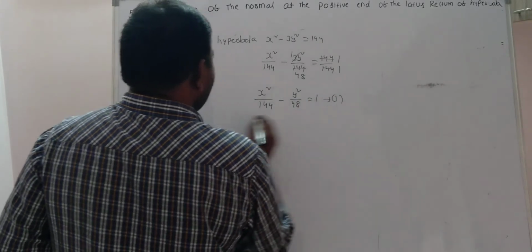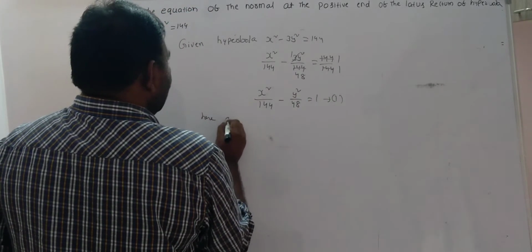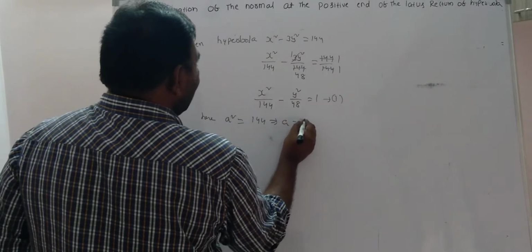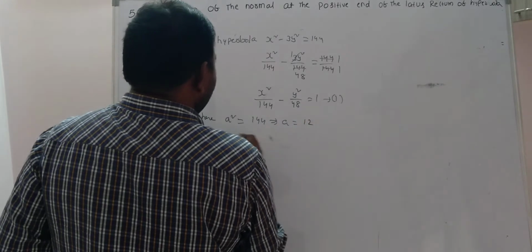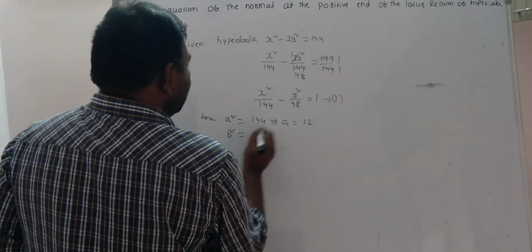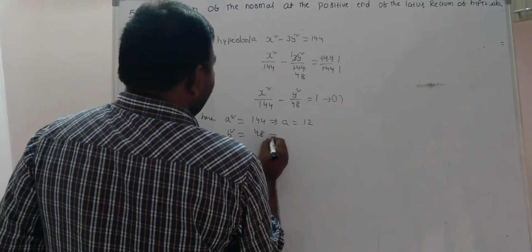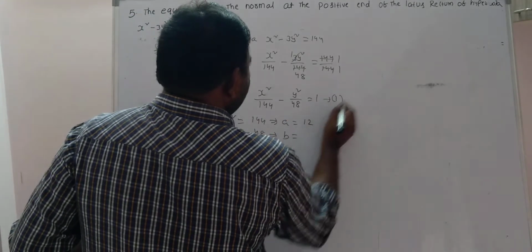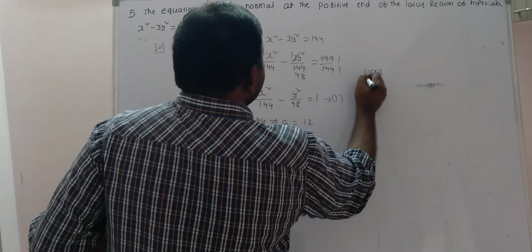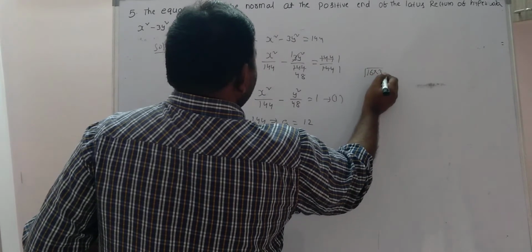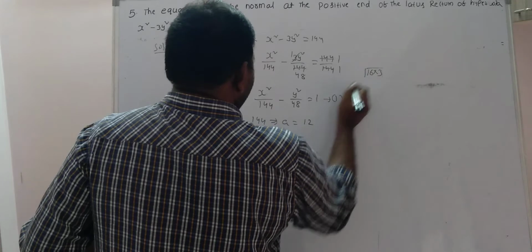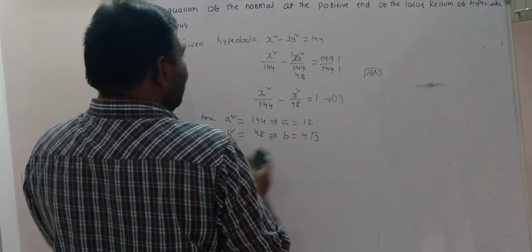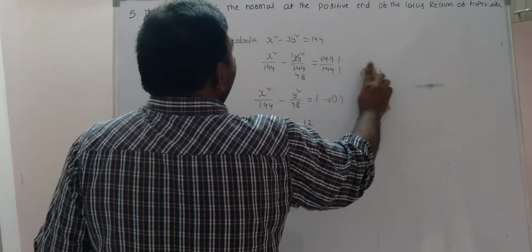Take this as 1. Here a square is equal to 144, that implies a equals square root of 144, which is 12. Similarly, b square is equal to 48, that implies b equals square root of 48. 48 means 16 times 3, so the square root of 48 is the square root of 16 into 3, which is 4 root 3. So here we get the value of b also.